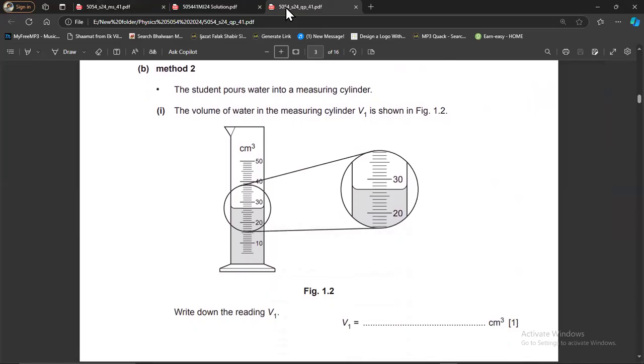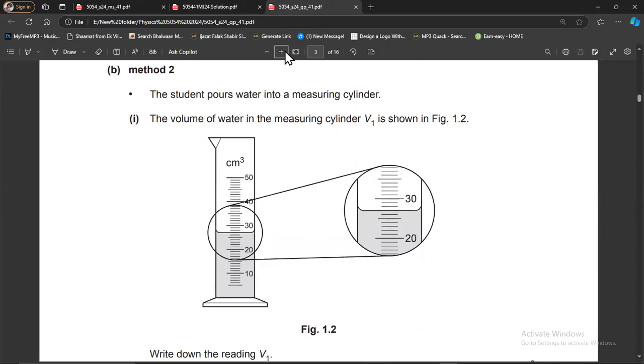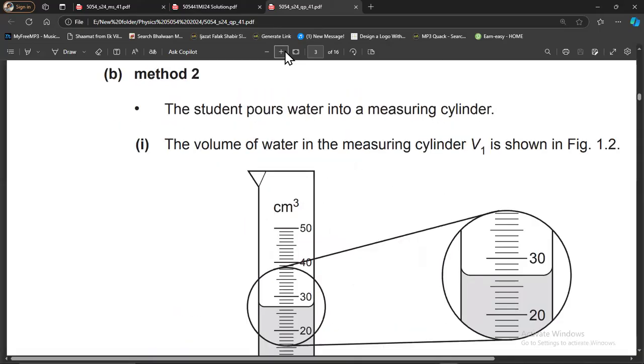Okay, so then we have question number 1 part B. Now this is method number 2, in which they find the volume of one marble glass ball by displacement. The student pours water into a measuring cylinder. The volume of the water in the measuring cylinder, V1, is shown in the figure. So we can tell how much this volume is.